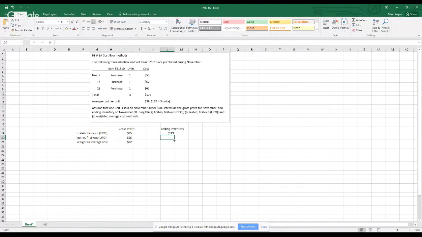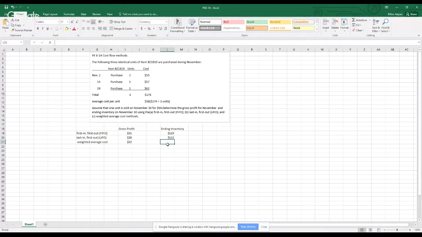For LIFO, that's last in, first out, what cost are we going to use for that inventory going out? It's going to be the $62. So what does that leave us for ending inventory? We've got the $55 plus $57. That gives us $112 for our ending inventory under LIFO.